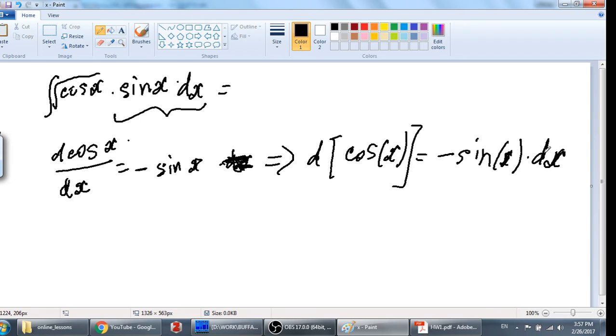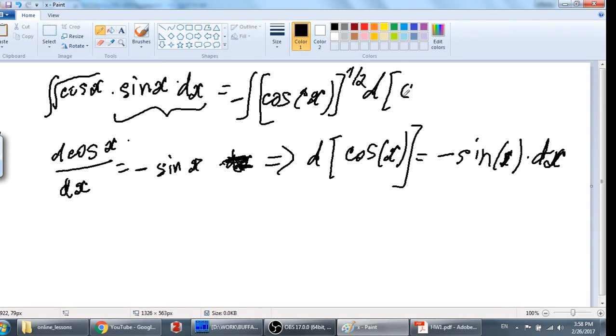So as you can see, here you actually do have this minus, which we can put here, minus the differential of cosine. And here in the front, I'm rewriting it in this way. So that's what we get.